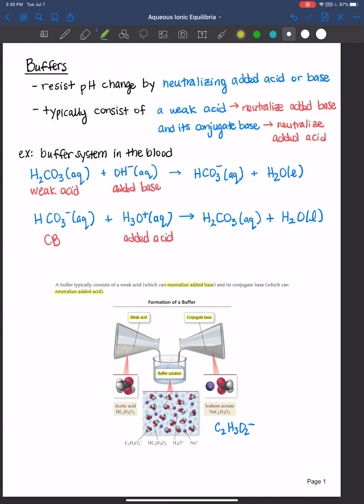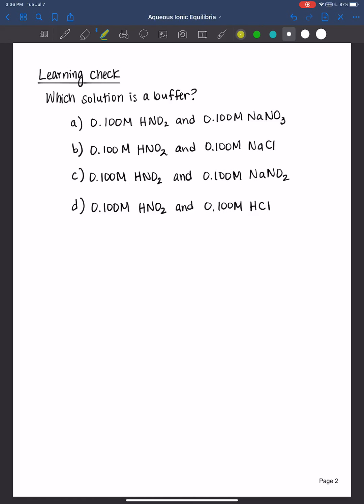So let's do a learning check together. Which of these solutions is a buffer? Is it A, 0.1 molar HNO2 and 0.1 molar NaNO3? Is it B, 0.100 molar HNO2 and 0.1 molar NaCl? Is it C, 0.100 molar HNO2 and 0.100 molar NaNO2? Or is the answer D, 0.100 molar HNO2 and 0.100 molar HCl?